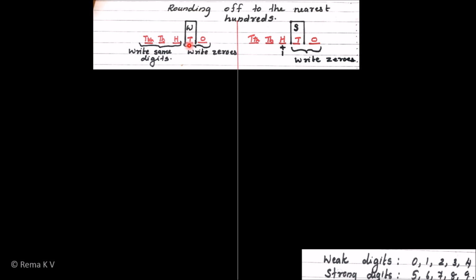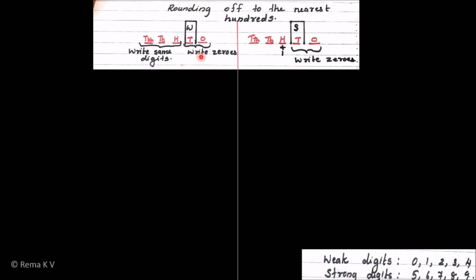So we have to check the digit in the tens place. And while rounding off, you know that in hundreds, 100, 200, 300, 400, 500, 600, etc., the ones place and tens place are zeros. So always write zeros in these two places, the ones place and the tens place.